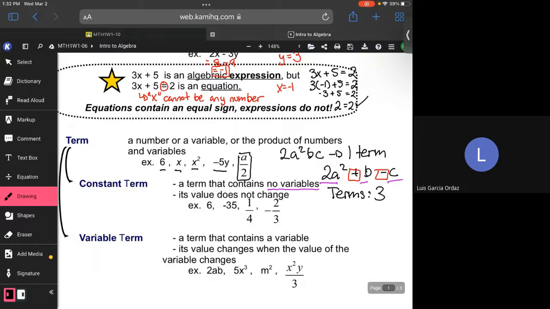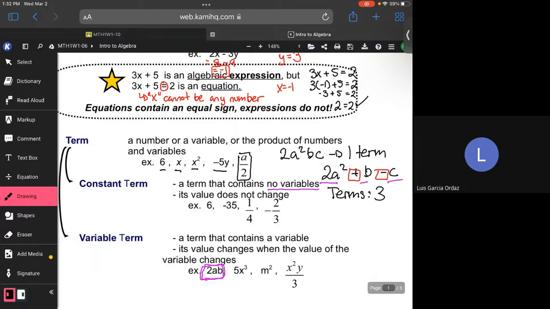And last but not least, we have something called a variable term, which is a term that contains both a variable and a constant. Its value changes when the value of the variable changes. So like I said, something such as 2ab has a constant and 2 variables, but when they're combined together, it's all one term.